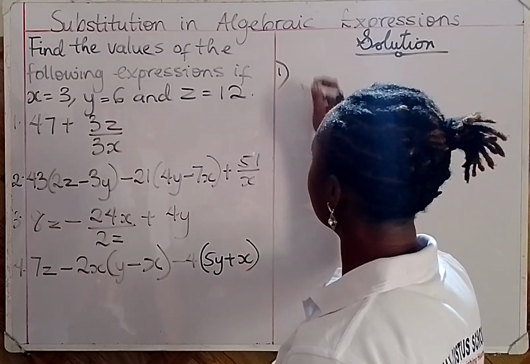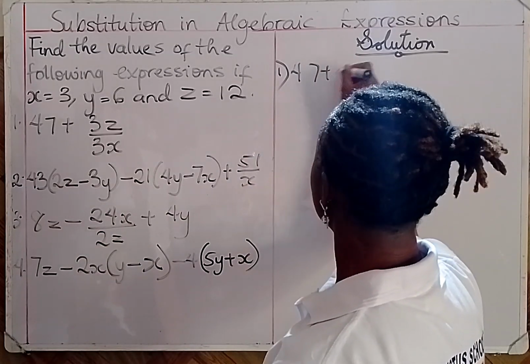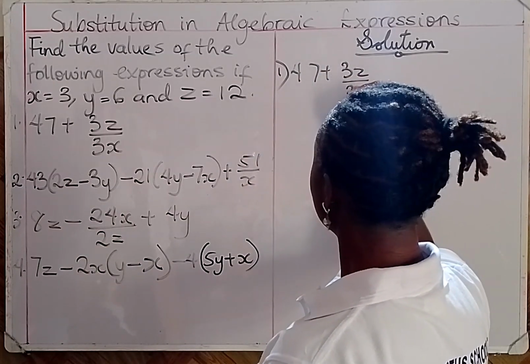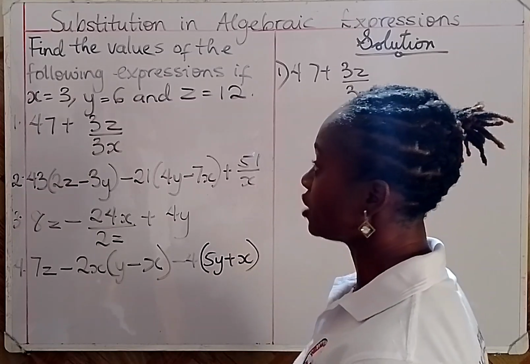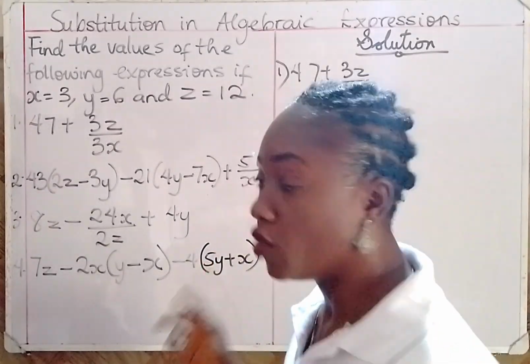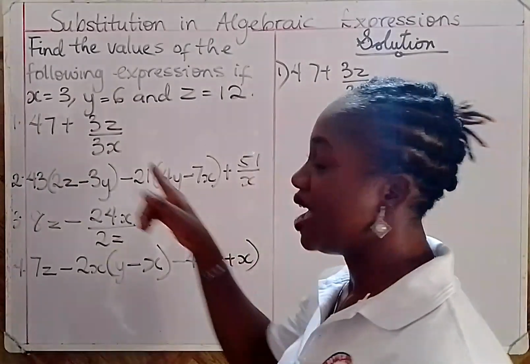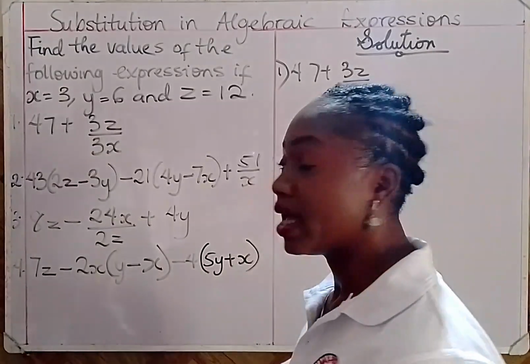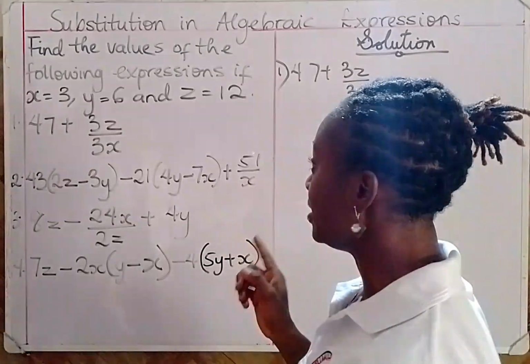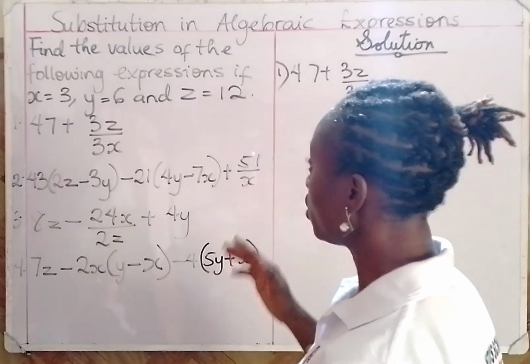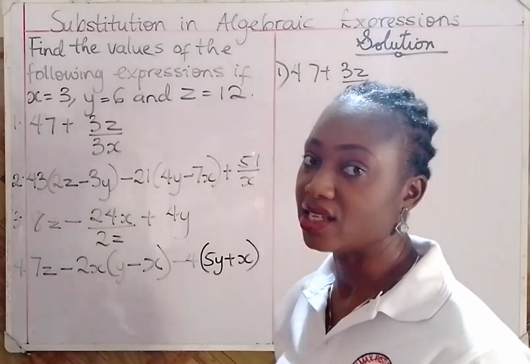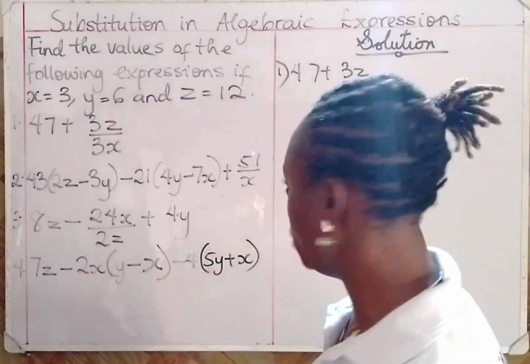Question 1, we have 47 plus 3z over 3x, right? So we have to find the values of the following expressions if x equals 3, y equals 6, and z equals 12. So we're going to be substituting these letters with the numbers in the equation.